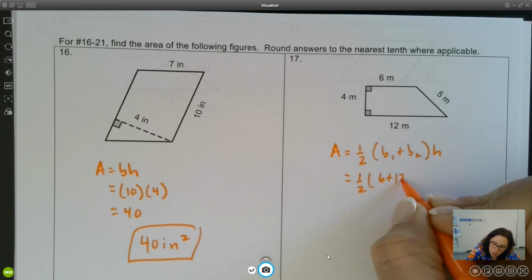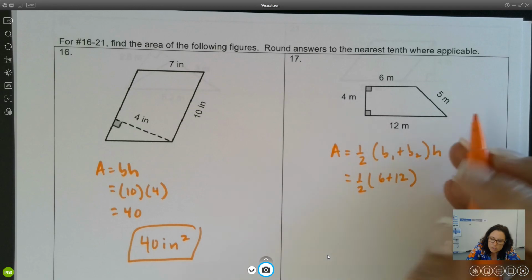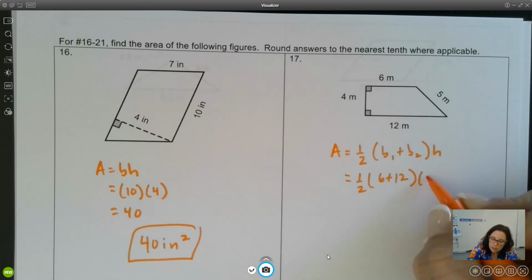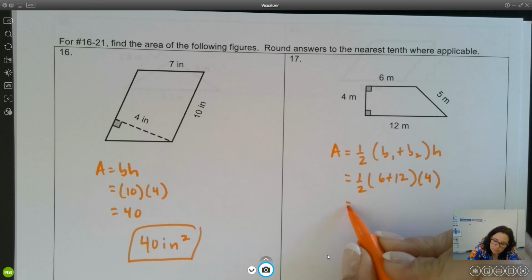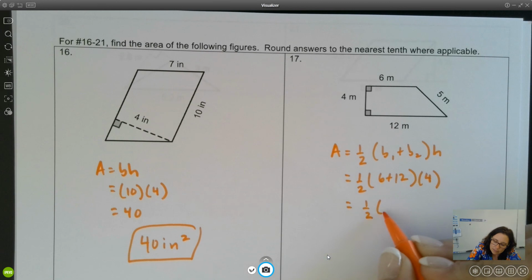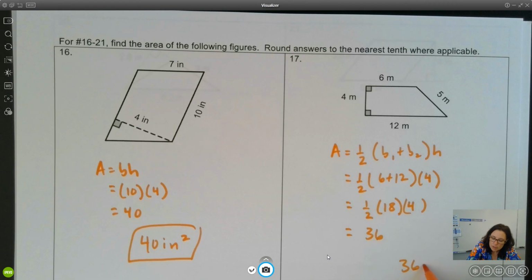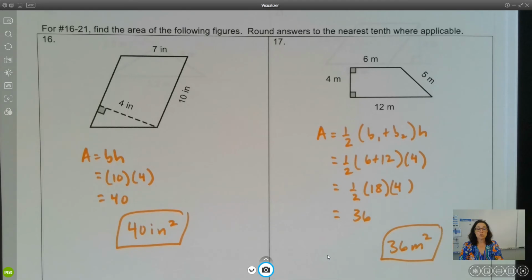6 and 12 are our bases, and our height is not the 5. The height comes together at a 90-degree angle, so it's 4. So we've got 1/2, 18 times 4, and that would come out to be 36. So 36 meters squared is the area of this trapezoid.